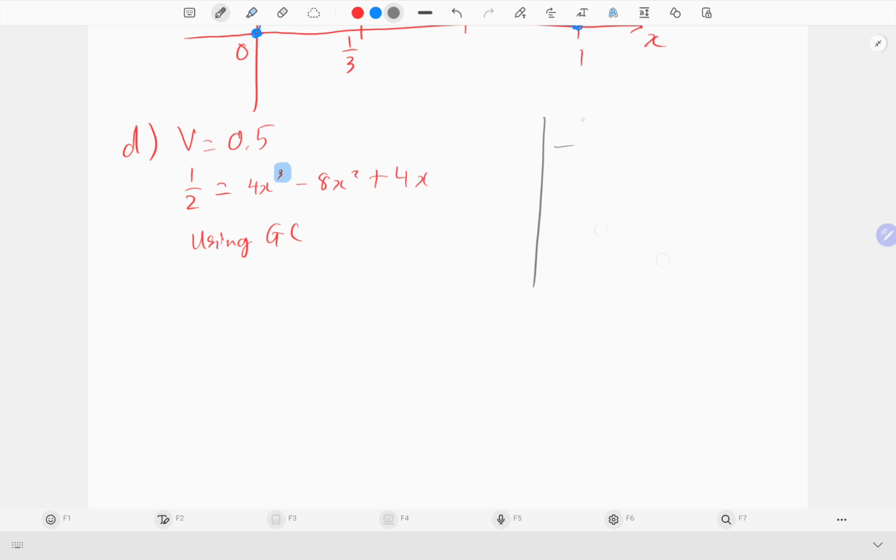So what I normally do for this case is move everything to one side. For example, in this case, I'll just go 0 equals 4x cubed minus 8x squared plus 4x minus a half. So that's moving everything to one side, and then graph it. Once I've graphed it, I can find the roots or find the zeros.